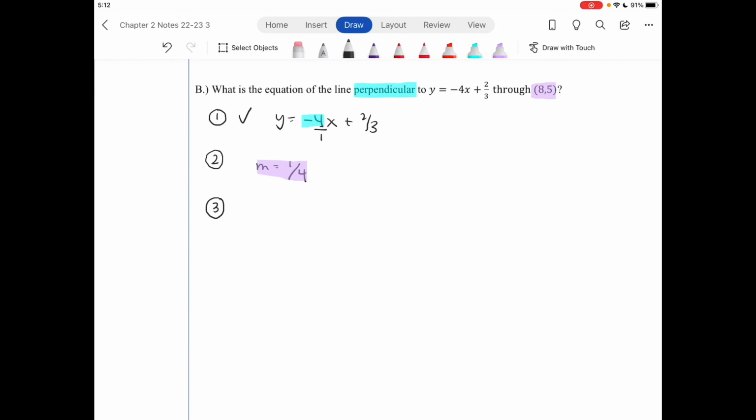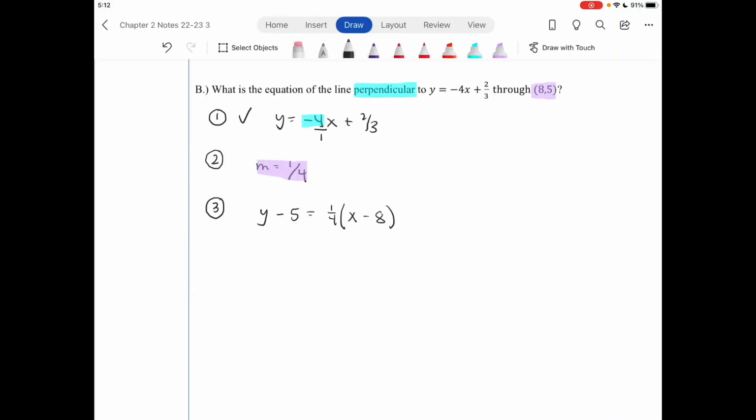Pause the video and give that a try. You should end up with y minus 5 equals 1/4 times x minus 8. Now we want to solve this equation for y. That's going to mean we need to distribute and then solve for y. Pause the video and try steps 4 and 5 on your own as well.